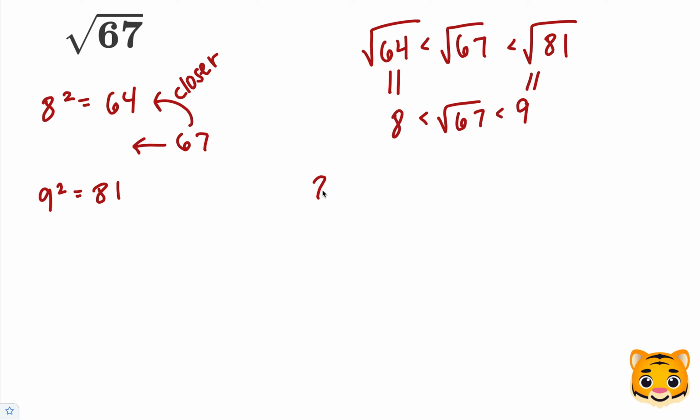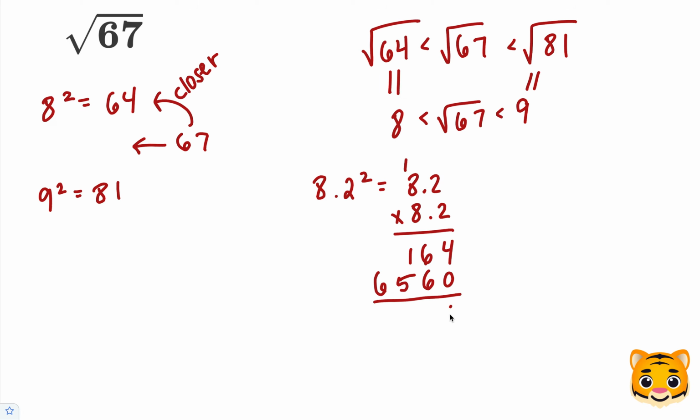So let's try 8.2 squared, or 8.2 times 8.2. 2 times 2 is 4, 8 times 2 is 16, add our 0. 8 times 2 is 16, carry the 1, and then 8 times 8 is 64, plus 1 is 65. When we add these together, we end up getting 67.24, which is very close to 67.